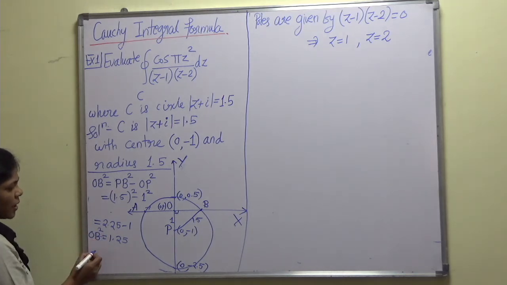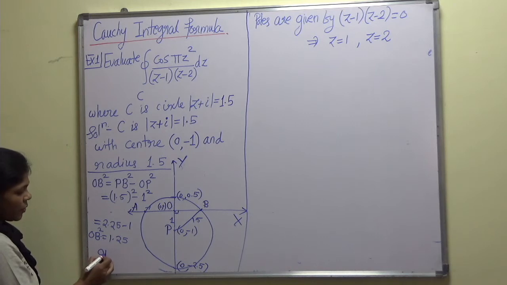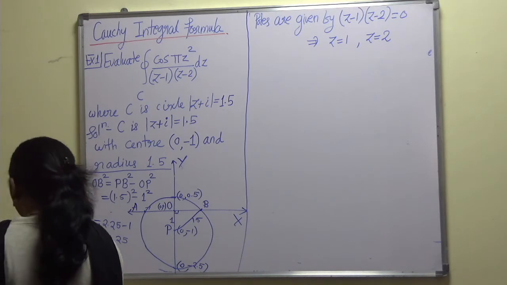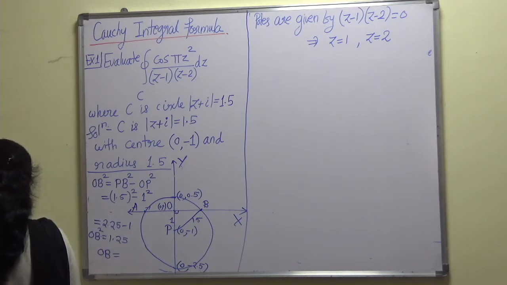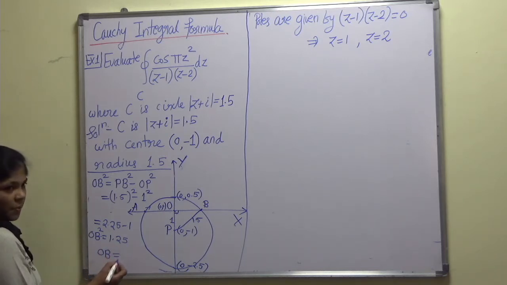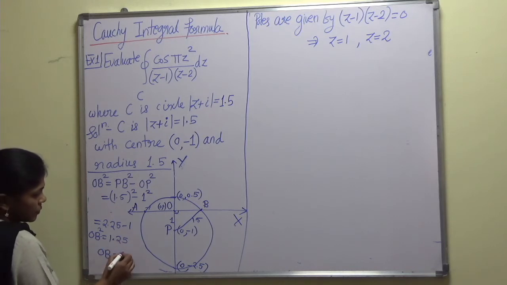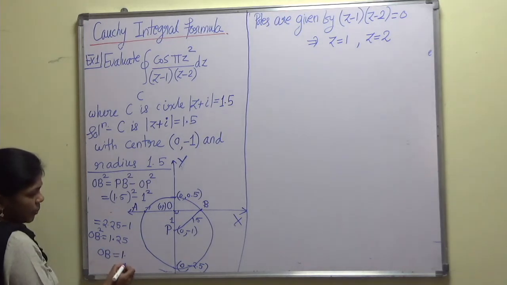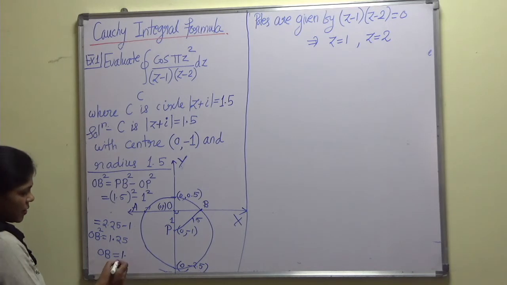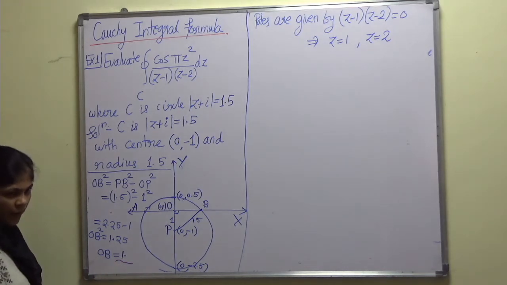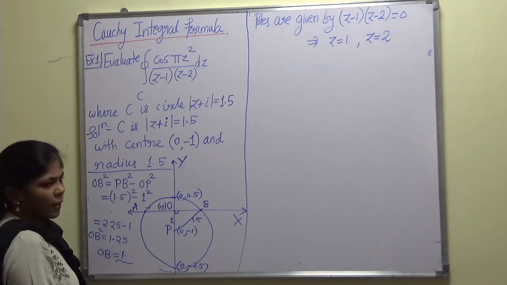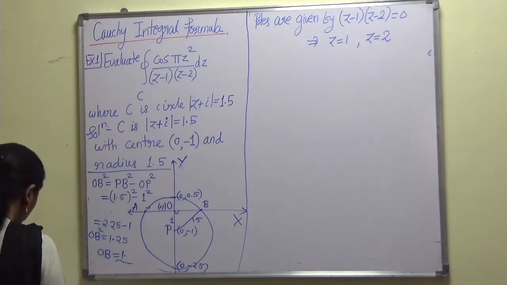You can take the square root of this in order to get OB. The square root of this will come out to be something around 1 point something, right? It will be somewhere around 1 point something. So you will work this out, okay? The square root of 1.25 will be something more than 1, 1 point something.